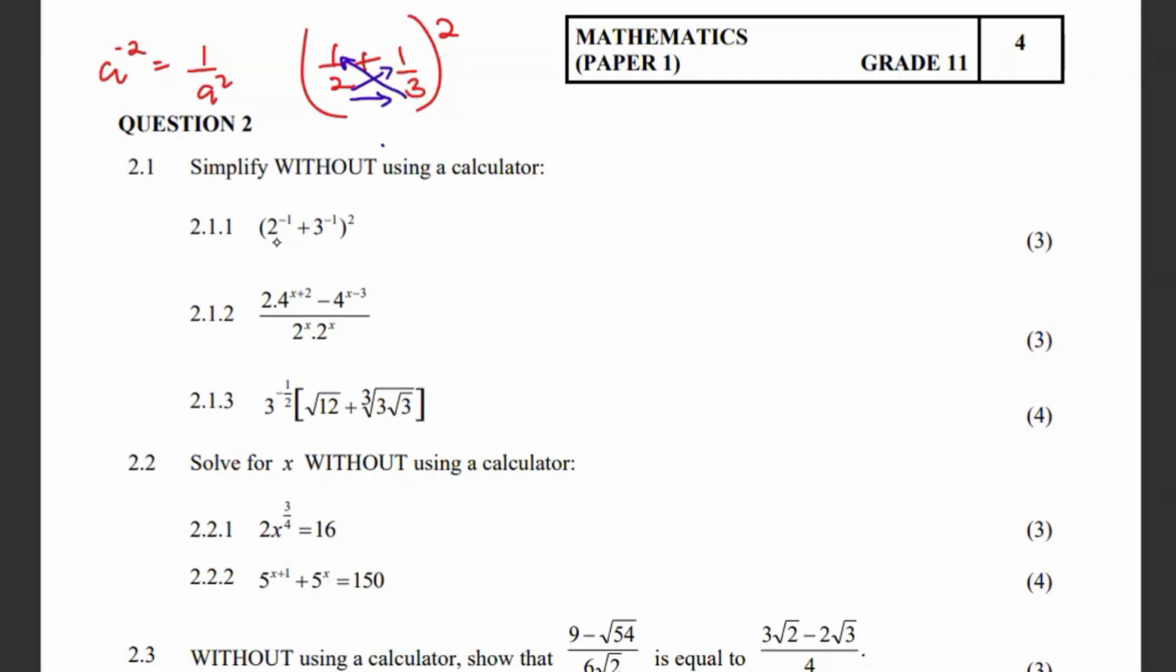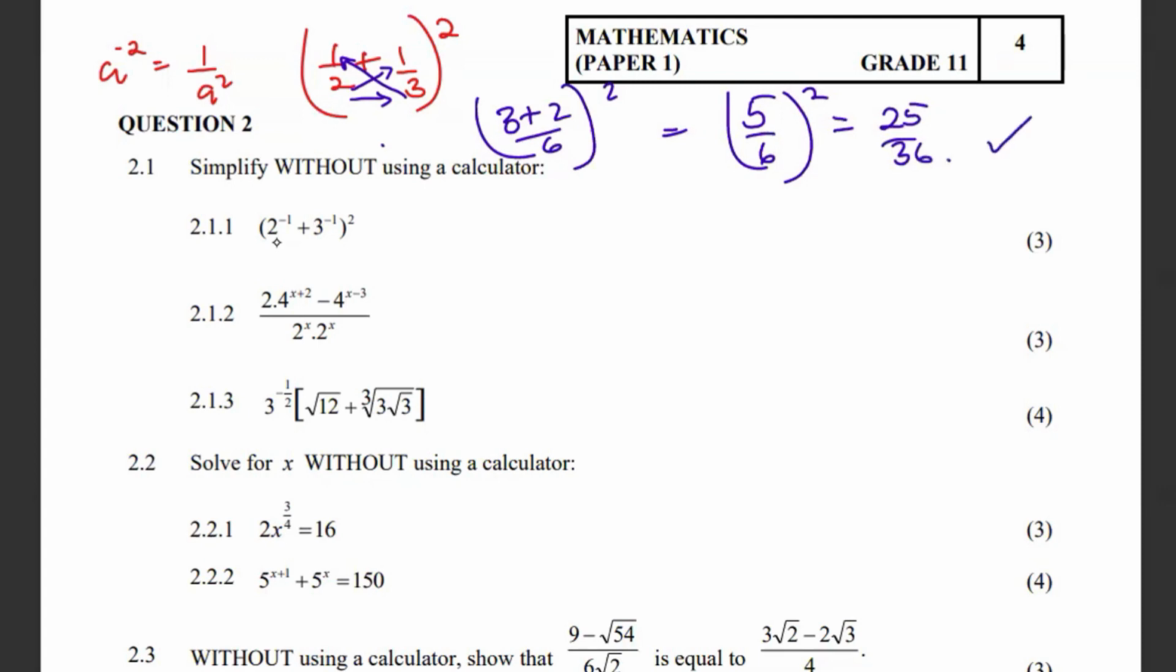So we're going to have 3 plus 2 over 6, everything squared, which is 5 over 6 squared, meaning that we have 25 over 36. Okay, so that is done.